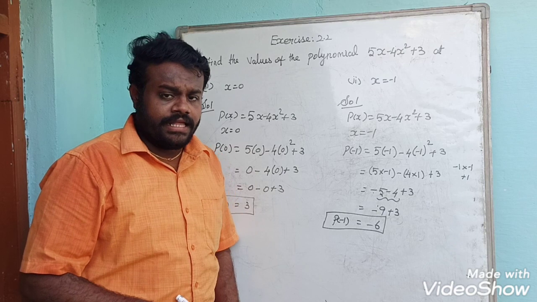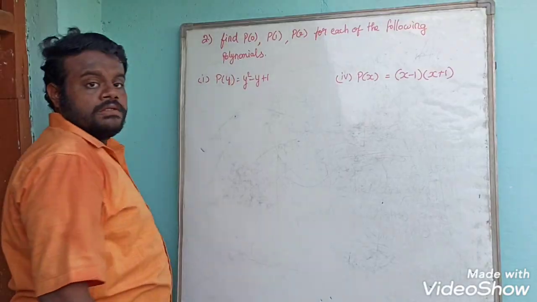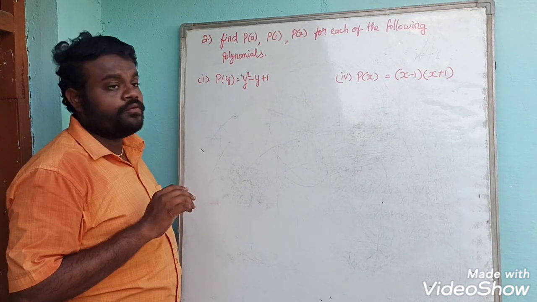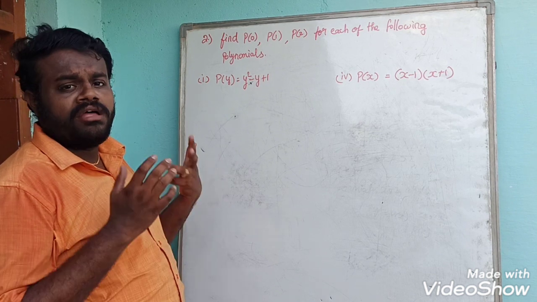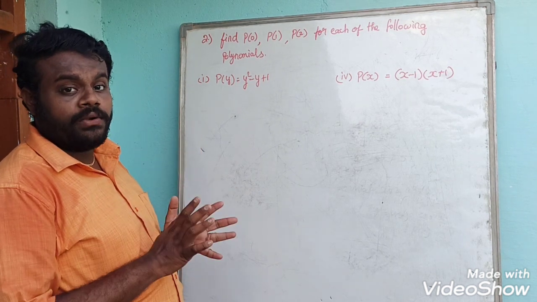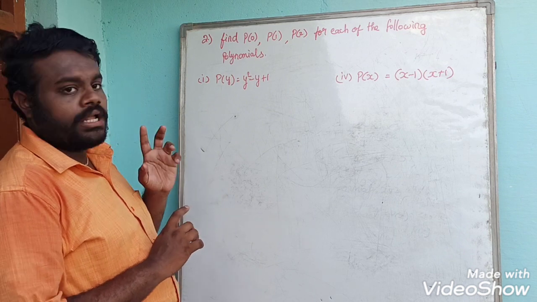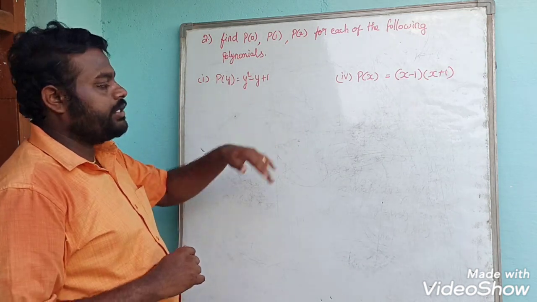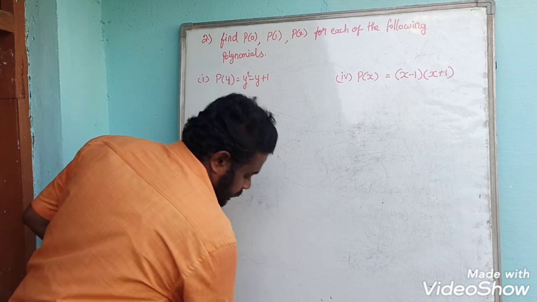So third question, do it as a homework. And next we move on to Roman letter 2. Now we see second Roman. Find P of 0, P of 1, P of 2 for each of the following polynomials. Here a different polynomial is there, but we have to substitute 0, 1 and 2 instead of the variable. So I take first question and fourth question. I will do it here, and then second question, third question, you do it as a homework.